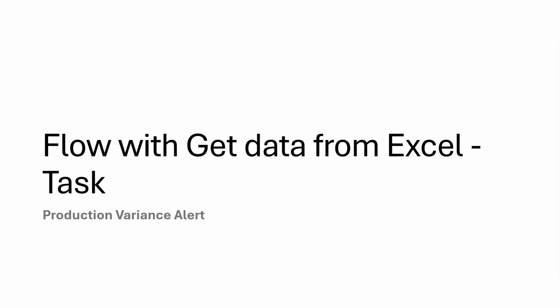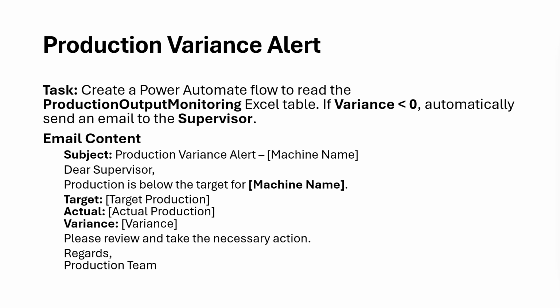So, production variance alert. The task is to create a Power Automate flow to read the production output monitoring in the Excel table. If the variance is lesser than 0, automatically send a mail to the supervisor. So there is a table called production output monitoring.